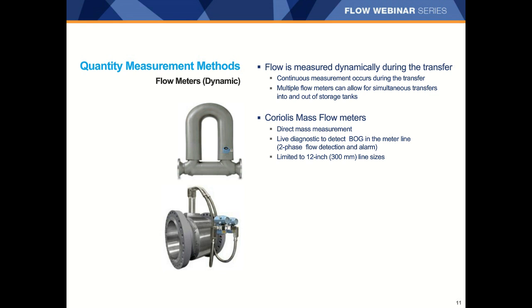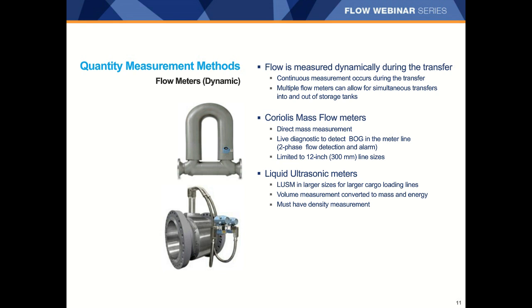Coriolis flow meters measure mass flow directly, so there's no need to estimate the average density of the LNG in order to determine either the total mass or energy of the transfer. Micro Motion Coriolis meters also have live diagnostics that monitor the state of the fluid and can easily detect an alarm if there is ever any boil-off gas or other vapor passing through the meter. The most significant limitation of Coriolis meters to be aware of is that they are limited to sizes of about 12 inches or 300 millimeters and smaller.